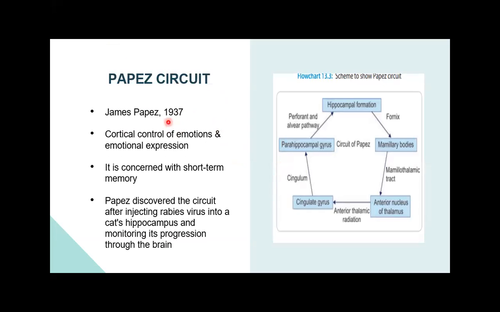Papez circuit was described by James Papez in 1937. It is a cortical control of emotion and emotional expression. So it is concerned with short-term memory. Papez circuit is concerned with short-term memory.